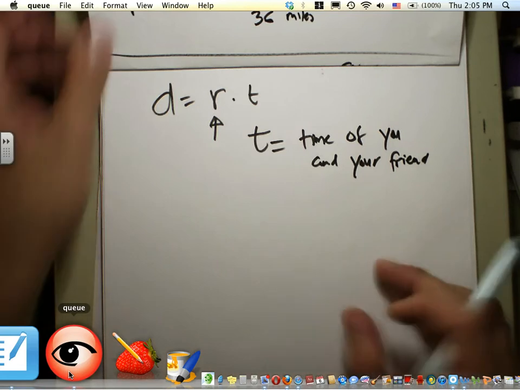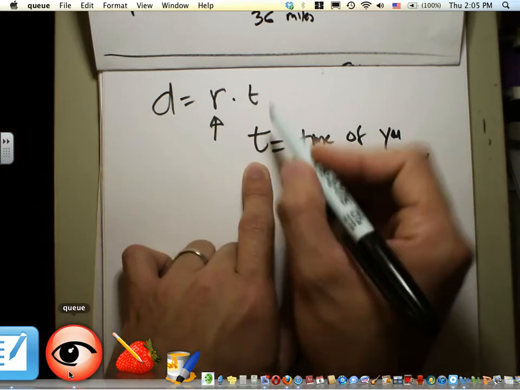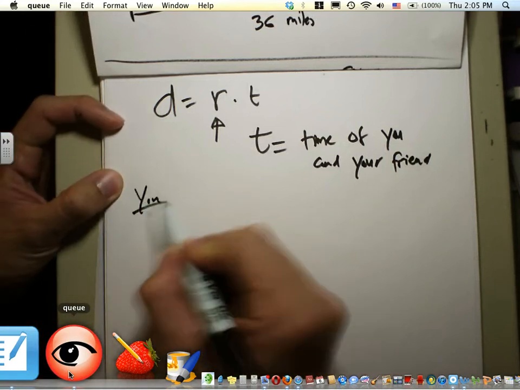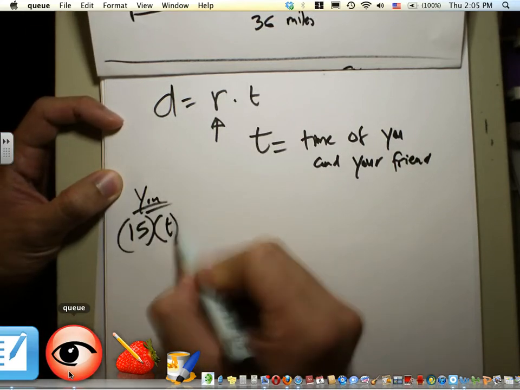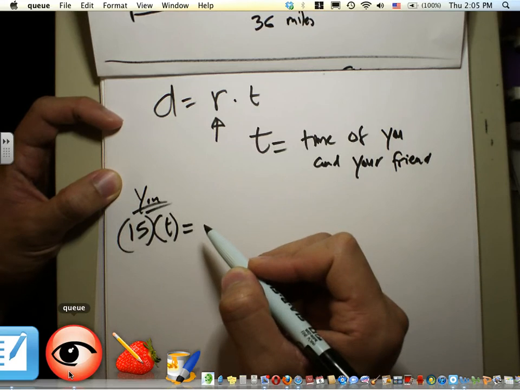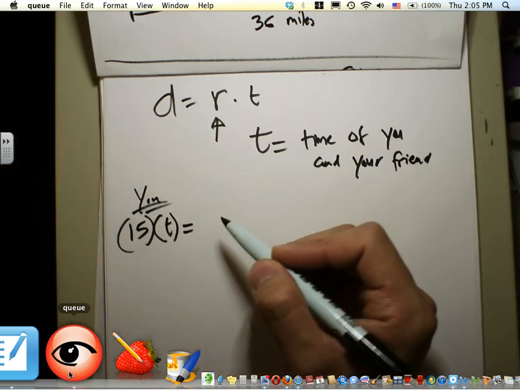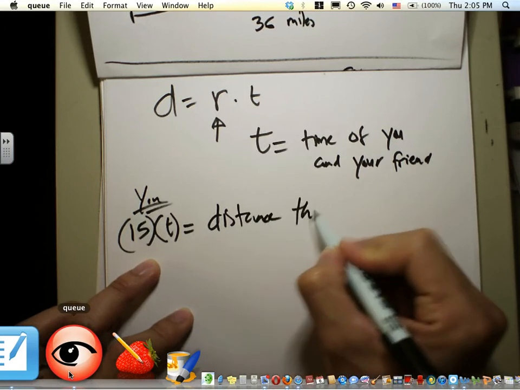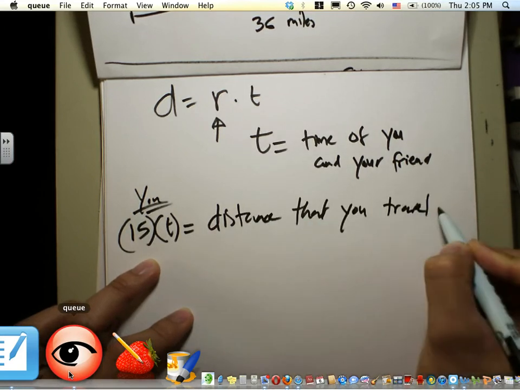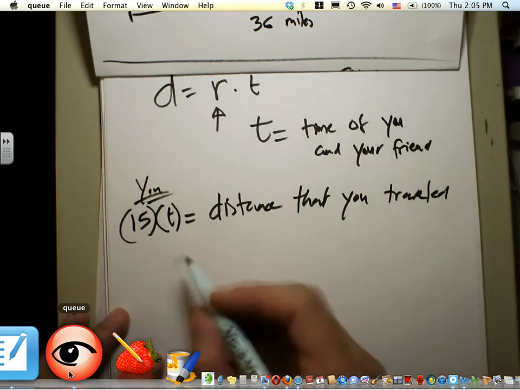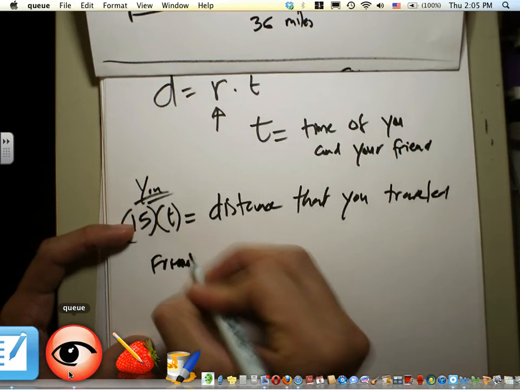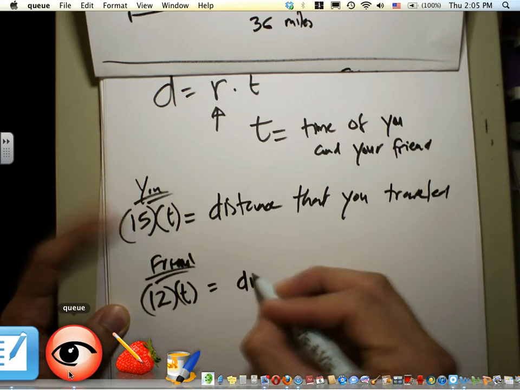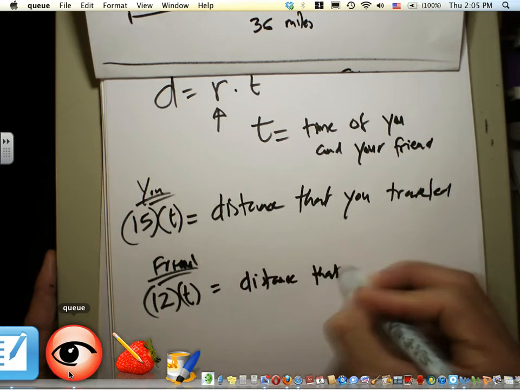Now look, going back to this. If t represents the time, and you have your rate, if I take your rate times the time, what will you get back? What does 15t represent? Distance. Very good. Distance that you travel. What about your friend? Same thing. So your friend now is going to be what? 12 what? t. So this equals the distance that your friend traveled.